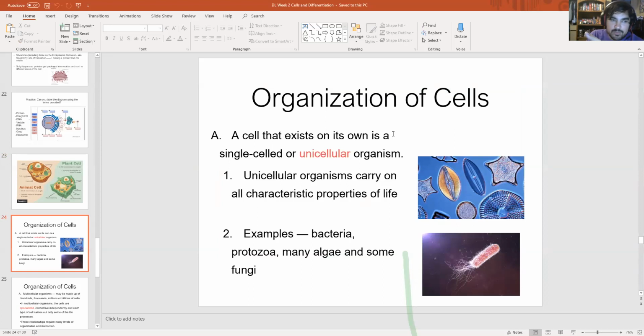Organization of cells. So a cell that exists on its own is called a single celled or unicellular organism. Okay. Unicellular organisms carry on all characteristic properties of life. So you got examples: bacteria, protozoa, algae, and some fungi. They're all unicellular organisms, just one. Okay.